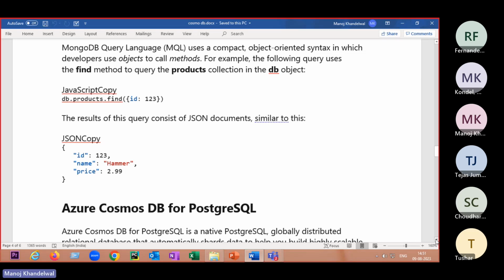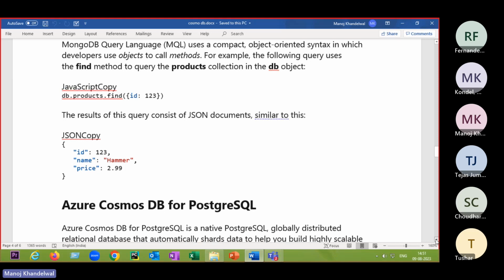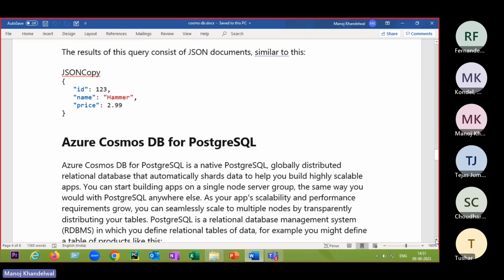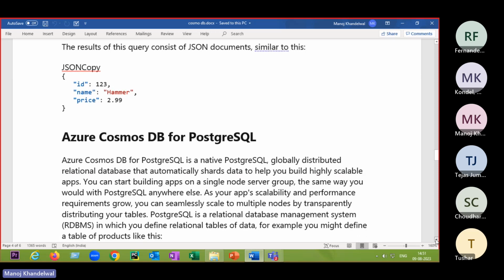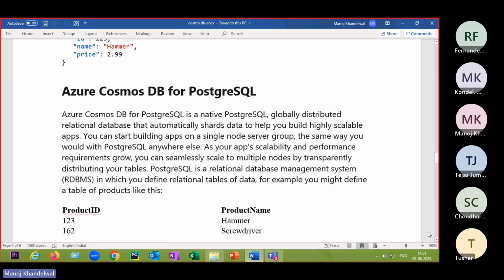And a lot of applications are nowadays using MongoDB as a database engine, right? Then PostgreSQL is the very commonly used open source RDBMS. It's like SQL only, a Relational Database Management System, but it's open source. Mostly it's free of charge.